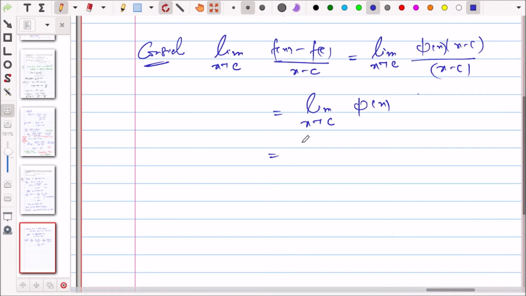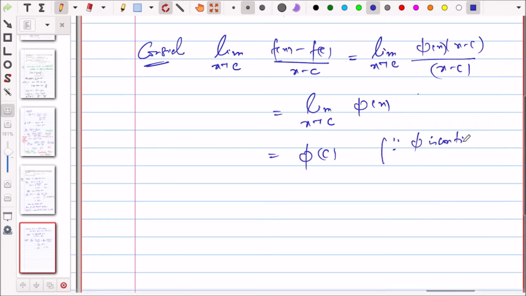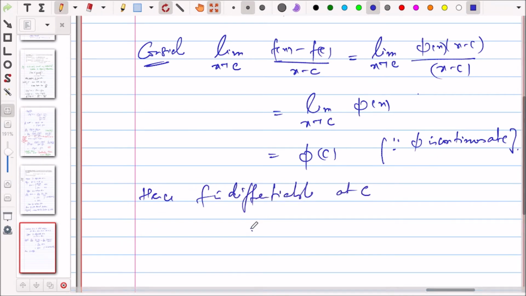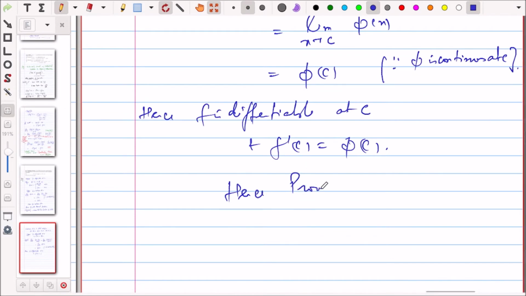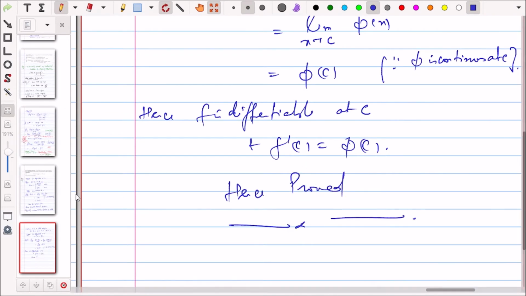And what will be this limit? Phi c. Why? Because phi is continuous at c. So we are able to show that this limit exists, and whenever the limit exists, that means our function is differentiable. Hence f is differentiable at c and f dash c is equal to phi c. Hence proof. So we have shown both the sides.